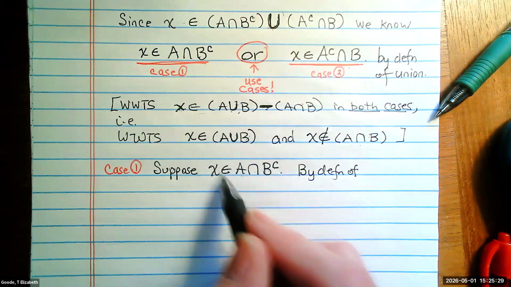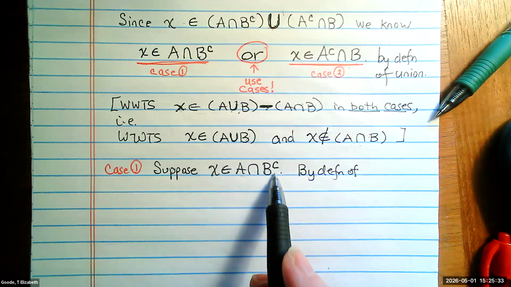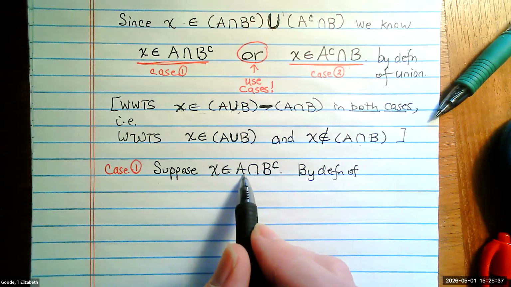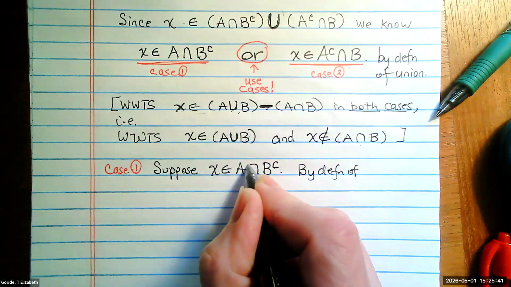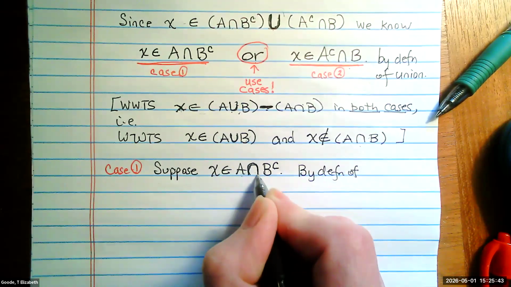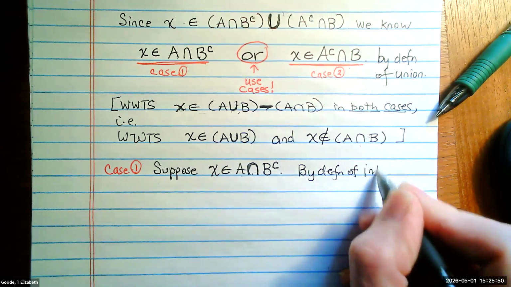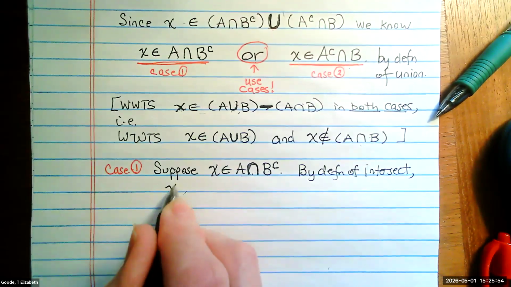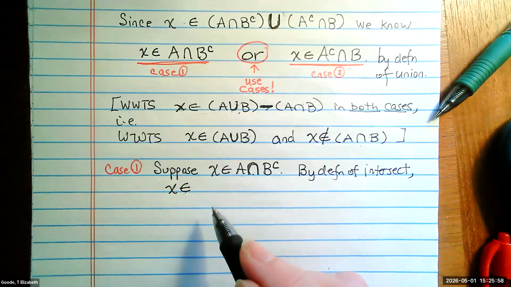So that's working forwards if you were constructing the set, but now we're deconstructing the set. We're trying to deconstruct what it means for X to be in A intersect B complement. So we're going to deconstruct by attacking the big operator, the last operator that operates, and that would be the intersection. So by definition of intersect, X, you tell me what it means for X to be in this intersection.